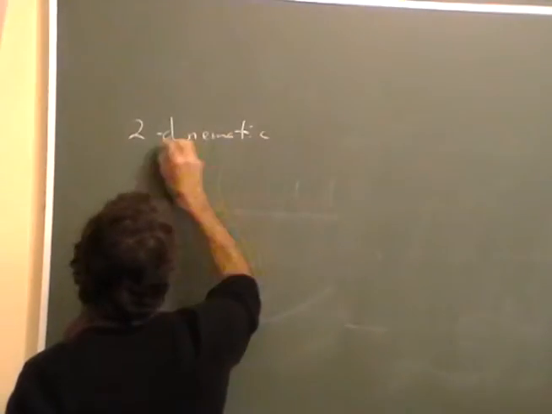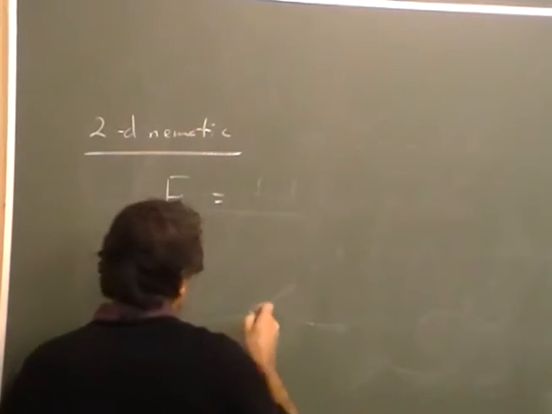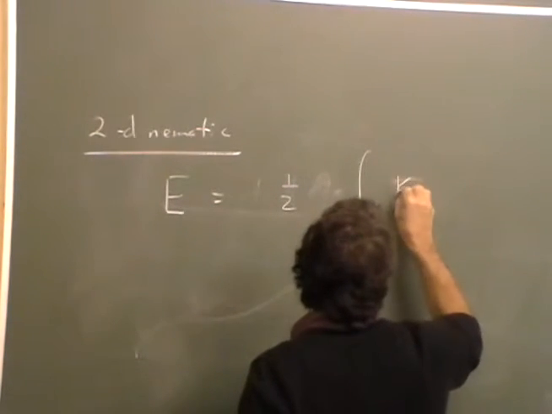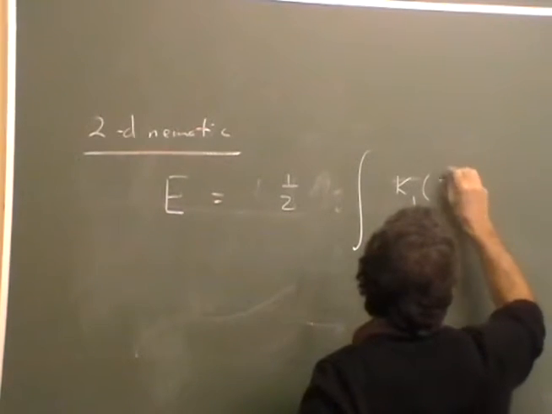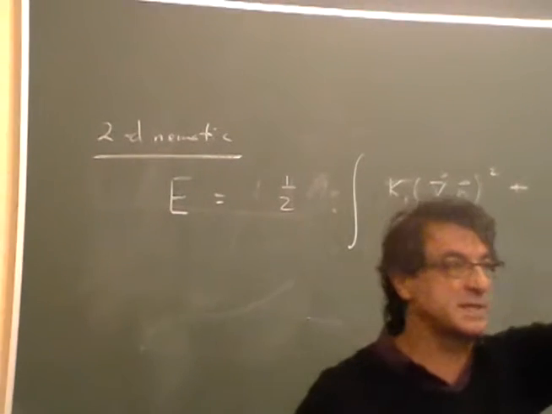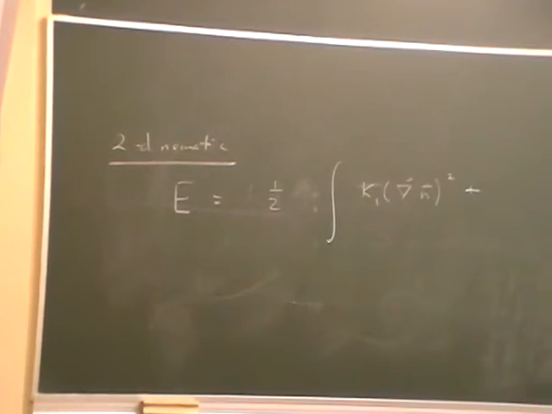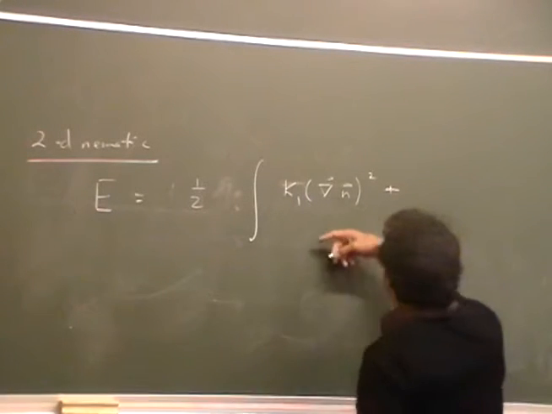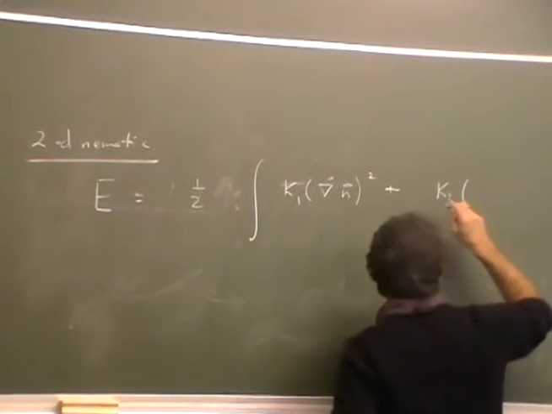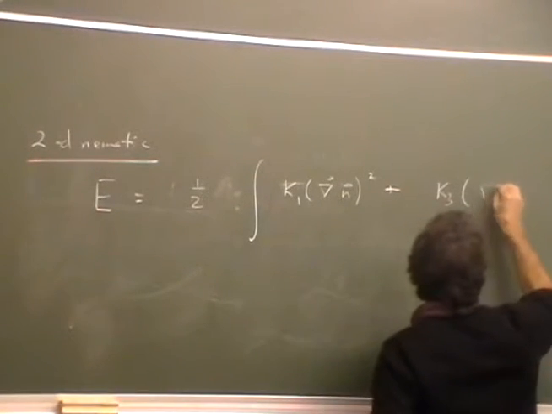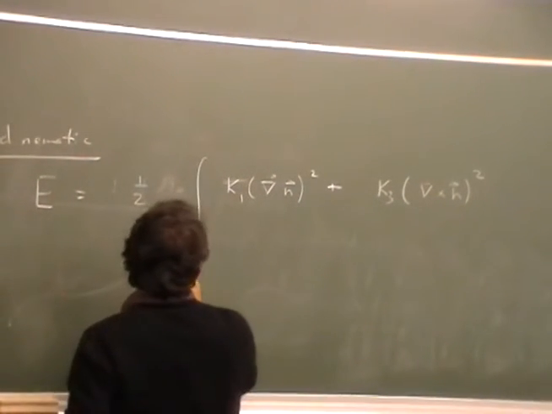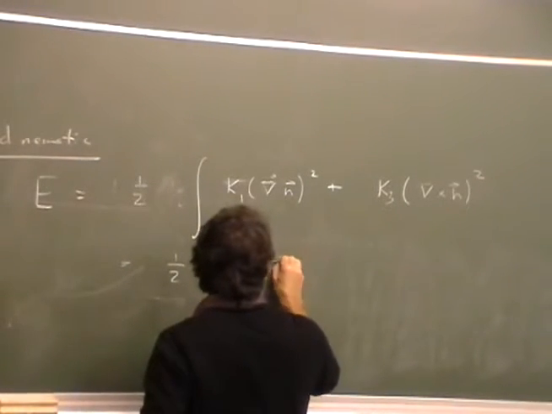Please look at the two-dimensional method. The energy is 1/2 K1 times the divergence of n squared. In two dimensions, you can't have twist. Twist is n dot curl of n. Curl of n is perpendicular to n, and so it just vanishes. So you can have splay, and you can have bend. Bend is n cross curl of n, which in two dimensions is just curl of n. You can check that. So let's take K1 equals K3. This just simplifies into the gradient of n.